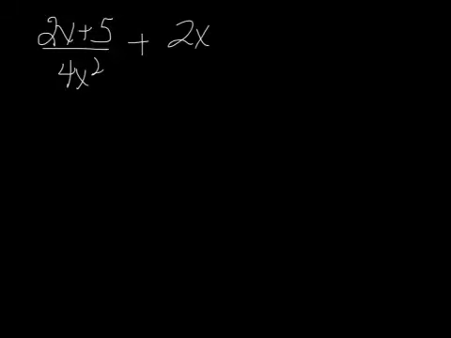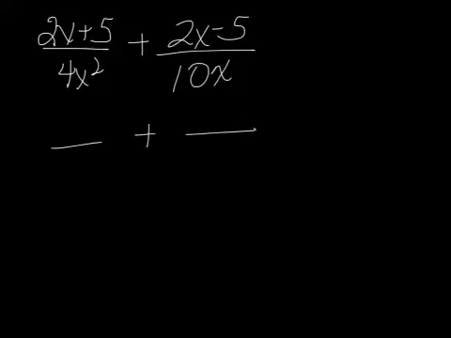Okay. If I have 2x plus 5 over 4x squared plus 2x minus 5 over 10x. Well, we look at the numbers. They are 4 and 10. The common denominator, I would say, between 4 and 10 would be a 20.